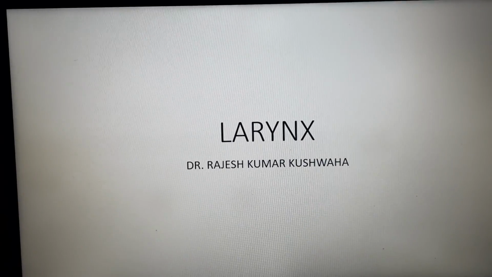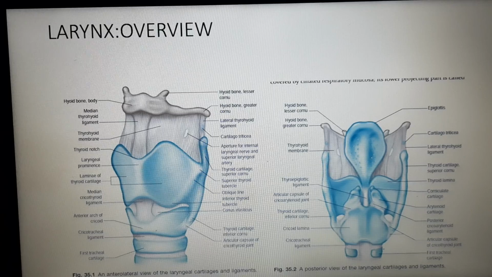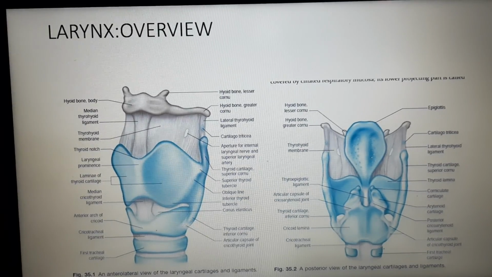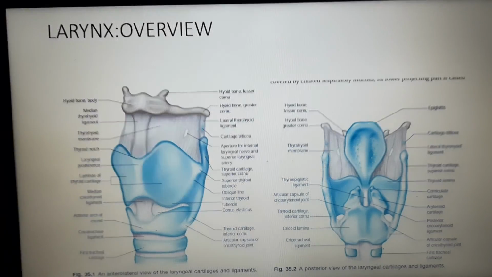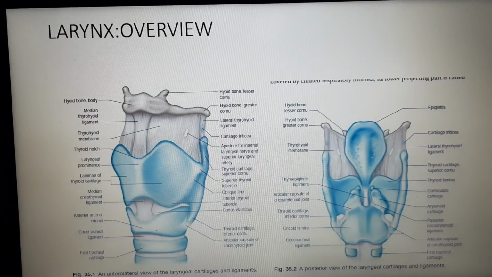So today, students, we will start larynx. This is the larynx overview. The skeletal framework of larynx is composed of a total of 9 cartilages, in which 3 are paired and 3 are unpaired.